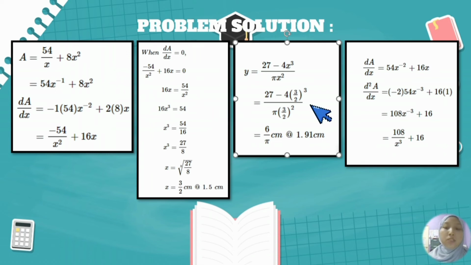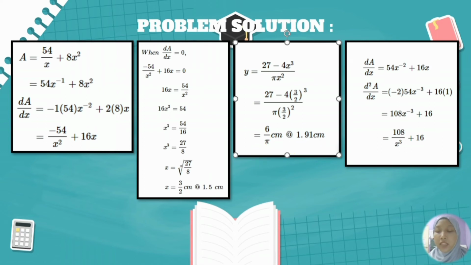27 minus 4x cubed over pi x squared, and then we substitute the value of x that we just got before this. So 27 minus 4 times 3 over 2 to the power of 3, over pi times 3 over 2 to the power of 2. And then we get the final answer. The value of y is 6 over pi centimeter or 1.91 centimeter.